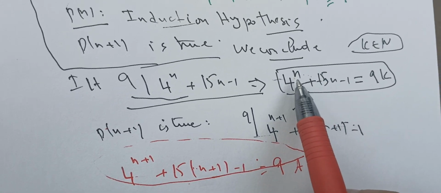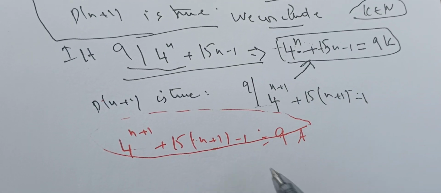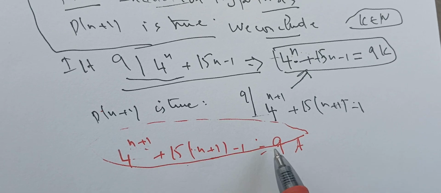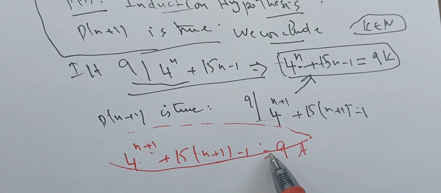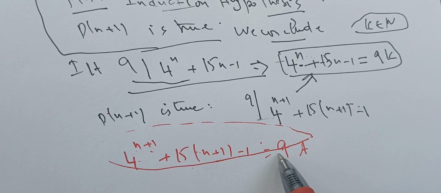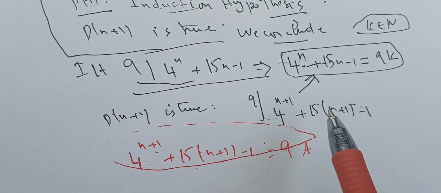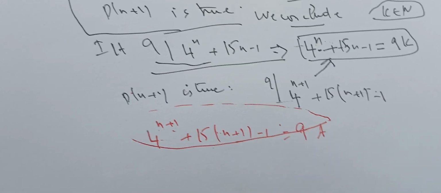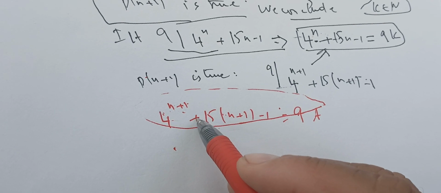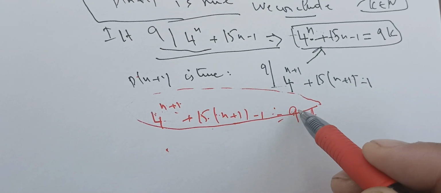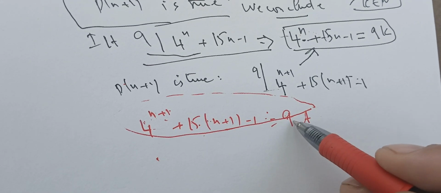This is true because we assumed that by the induction hypothesis. Okay, so here now we want to prove that this sum on the left, or P(n+1), is equal to 9a. To do that, we want to prove that 4^(n+1) + 15(n+1) - 1 is equal to 9 times some number. So this is the goal that we want to prove.